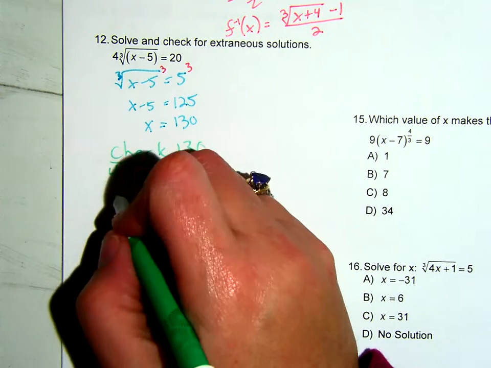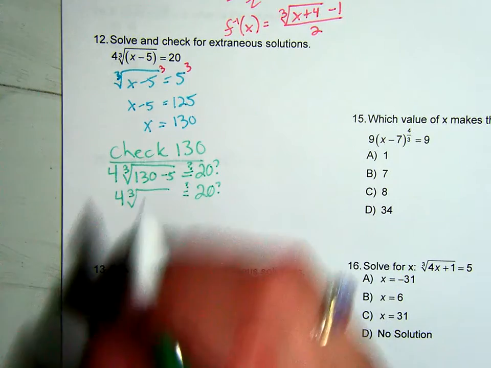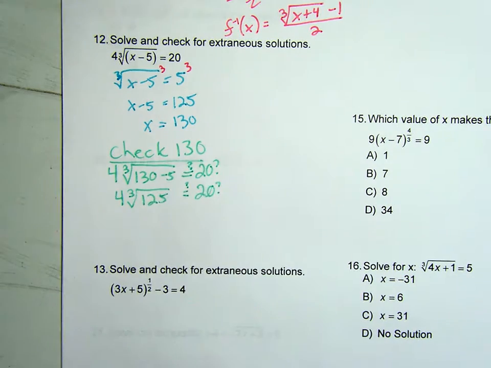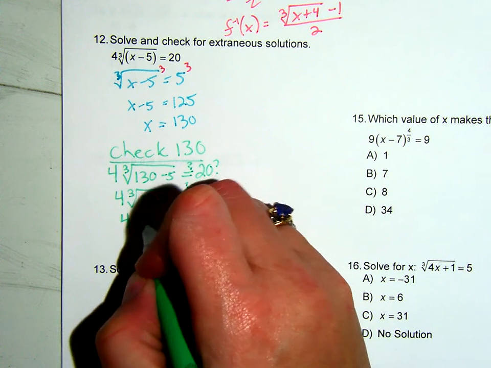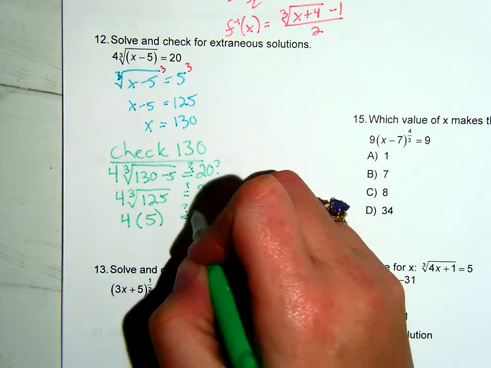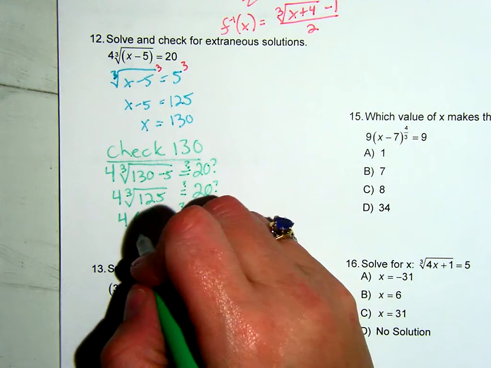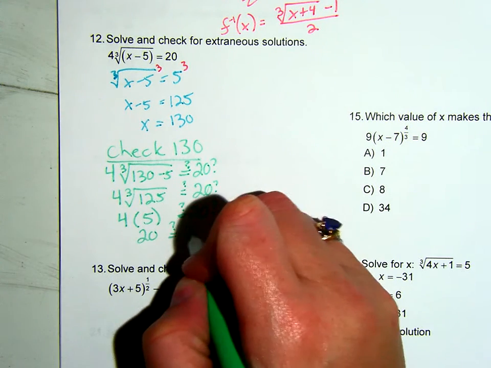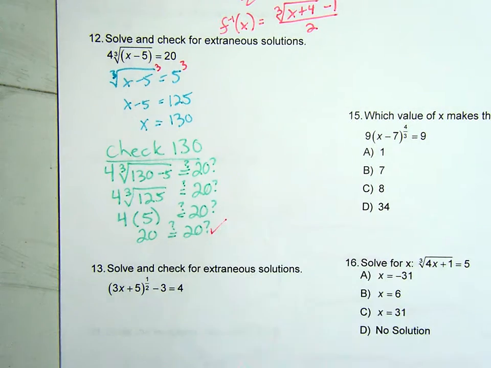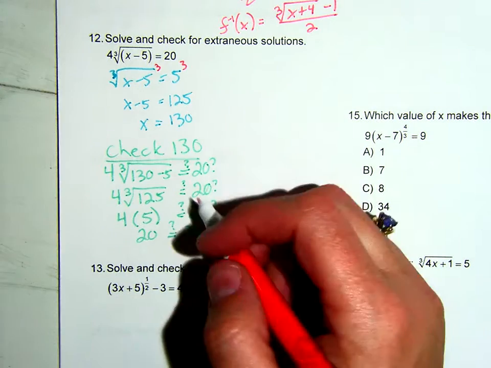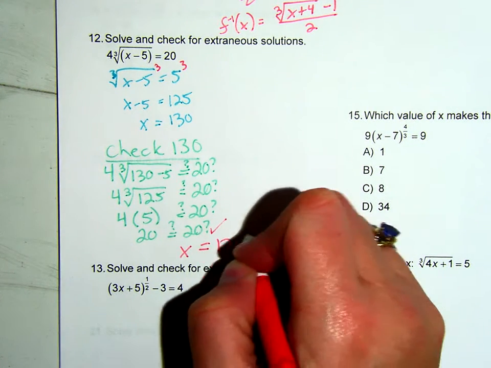left side. So we have 4 cube root of 130 minus 5 is 125. 4, the cube root of 125 is 5. Bring down the right side. 4 times 5 is 20. So does 20 equal 20? Last time I checked, that does in fact work. So our answer to our original problem is x equals 130.